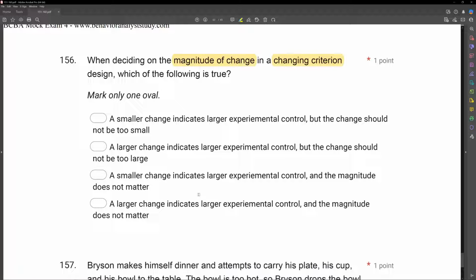C, a smaller change indicates larger experimental control and the magnitude does not matter. Well, we know the smaller change does not indicate experimental control. And D, a larger change indicates larger experimental control and the magnitude does not matter. A larger change does indicate larger experimental control, but the magnitude does matter. So our answer choice here is B.